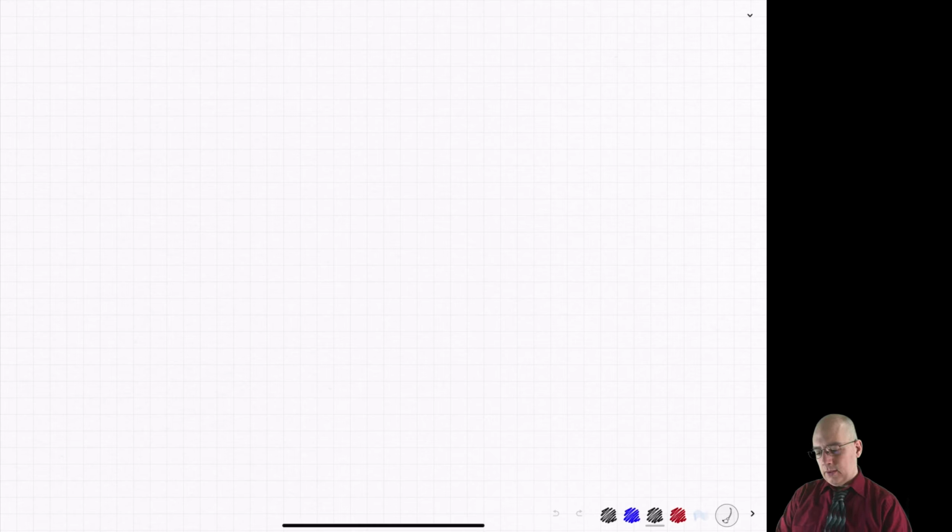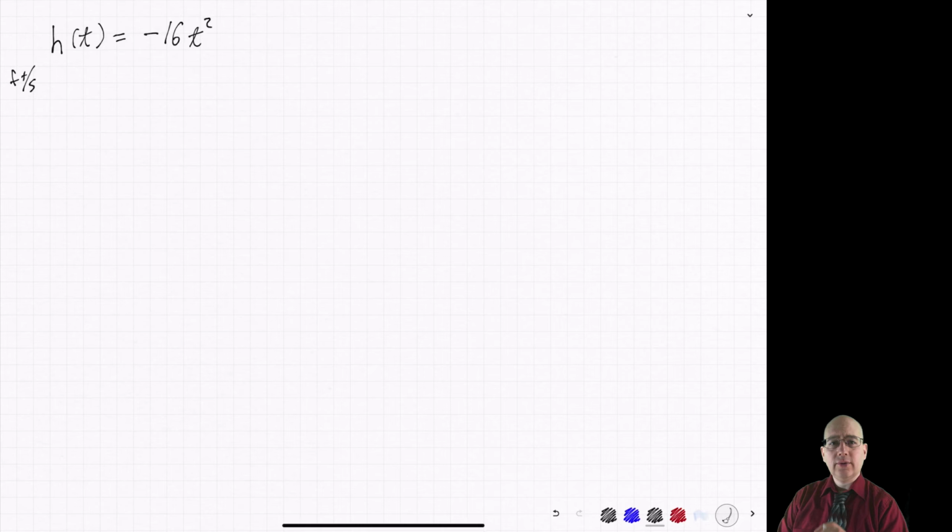I'm just going to tell you that basically h of t, the height, is, and this is in feet per second. Typically we do meters per second in science, but we like feet, huh? For now, it's minus 16 t squared. That's just kind of this gravitational acceleration. So that's gravity accelerating.